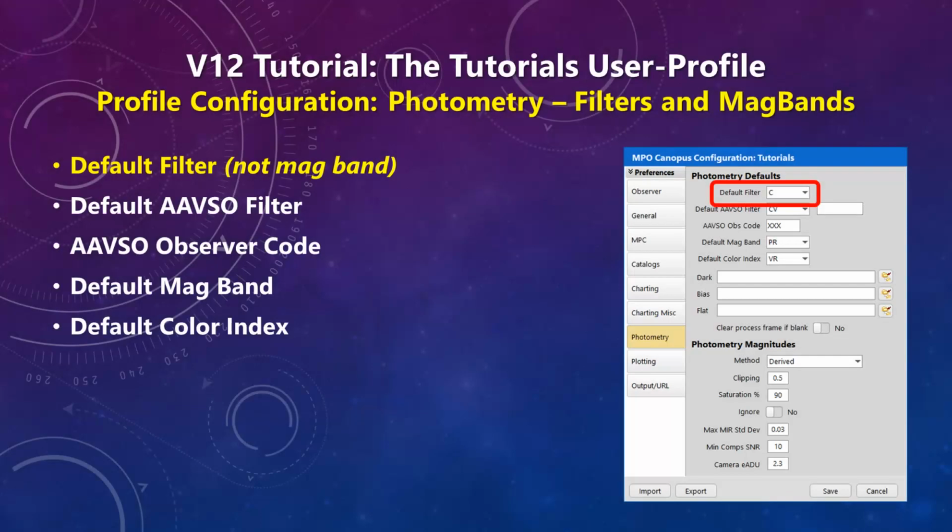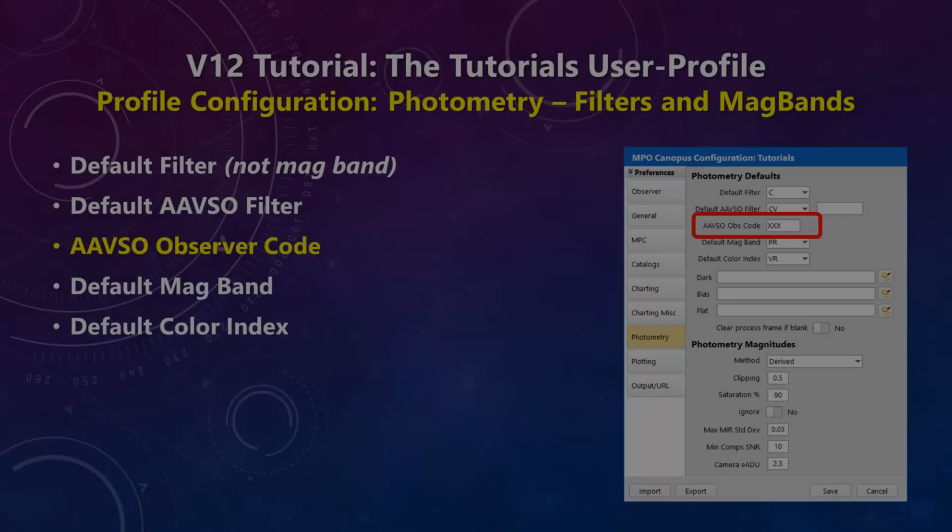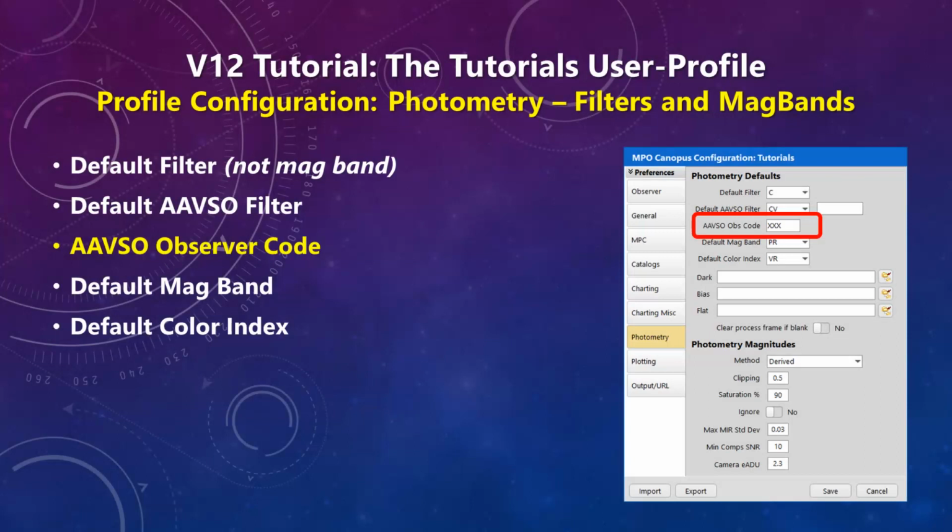Set default filter to C, meaning observations were made with a clear or no filter. Set default AAVSO filter to CV. This says that a clear filter and V magnitudes were used. Set the AAVSO OBS code to XXX. If you have a code, you would enter it here.